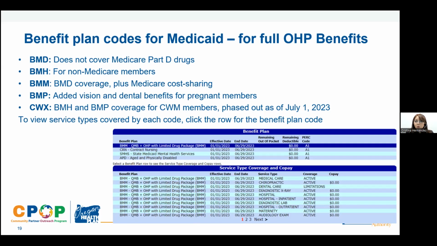And then we know that CAWEM has been phased out as of July 1st because of Healthier Oregon, but say you were looking at historical coverage for somebody, you might still see CWX. That would mean the person has full Oregon Health Plan benefits and pregnancy level coverage because they were an individual receiving citizenship waived medical. But in the future, you most likely won't see that plan type. You should only see it if you're looking at historical information for that person.